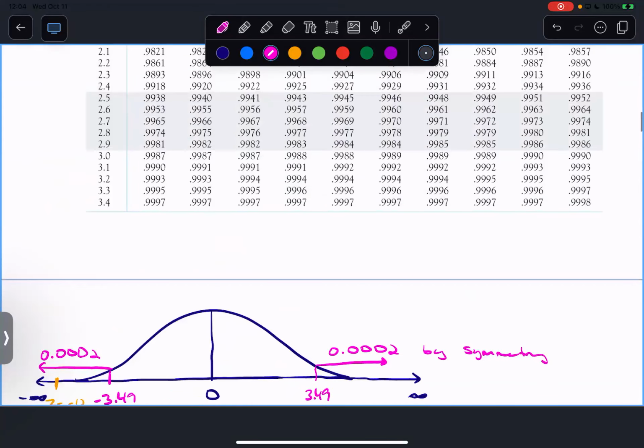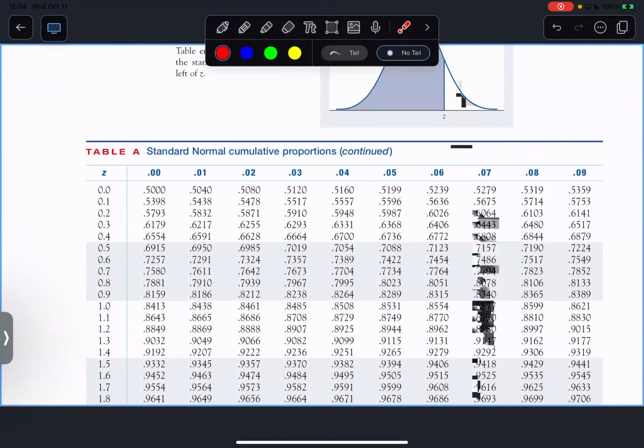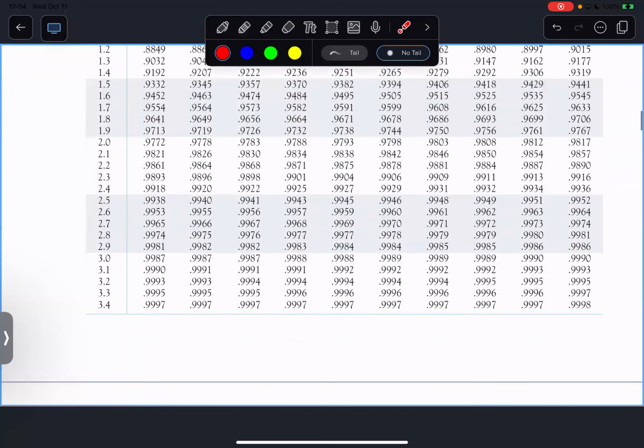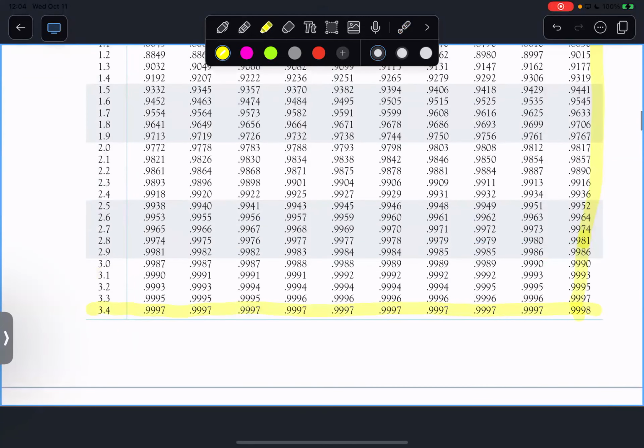Using the table, now I need to make sure I'm on the positive Z value side, right? And so now it goes down to 3.4, and then the second decimal place here is 9. That's going to be the area to the left again, right?